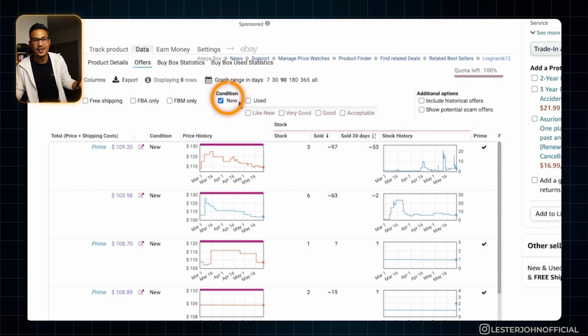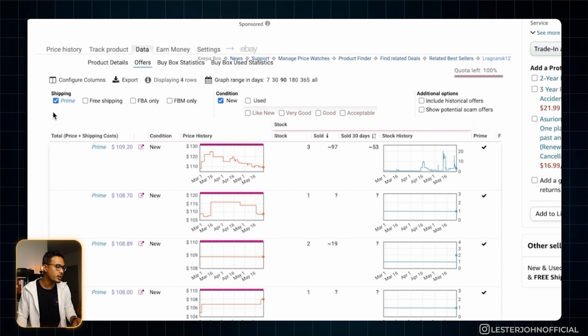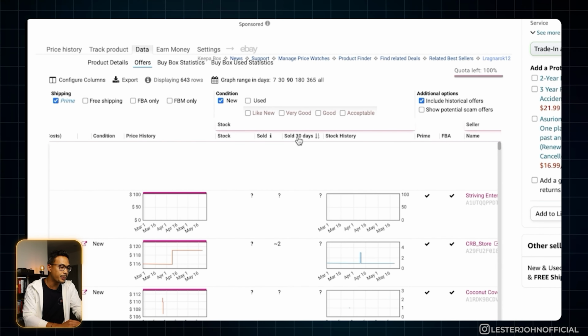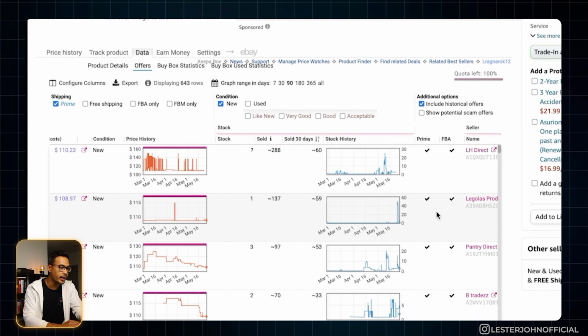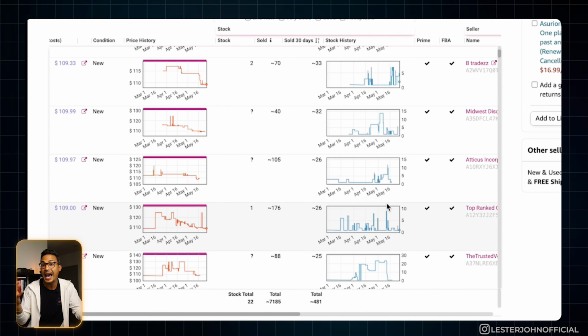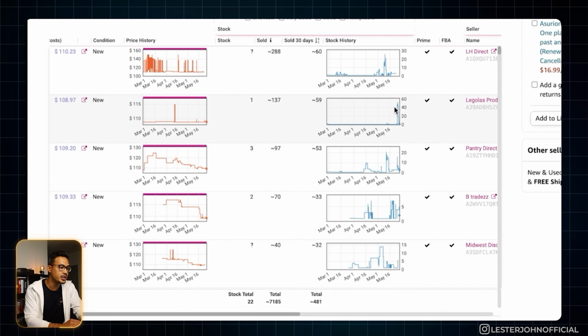What I like to do under the offers tab is hit new, because we're only going to sell new products, right? In terms of that, Prime equals Amazon FBA, okay? Or you can do FBA only, but I like to use Prime. And we want to include the historical offers because we want to know what's going on in the past in order to predict the future. So remember that, look at the past in order to predict the future. History is super useful. And I like to go through the sold past 30 days and just sort from there, okay? Now, some of this data in terms of the stock count is not accurate. Nothing is guaranteed. So we kind of have to use this based on our decisions here, okay?